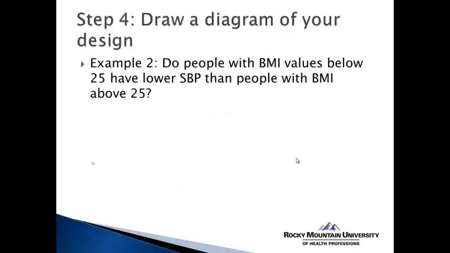Now, another example. Do people with BMI or body mass index values below 25 have lower blood pressure, systolic blood pressure, than people with BMIs above 25? So I want to do this comparison between people in one group and people in another group. So that sounds like a cause and effect or a group comparison question.